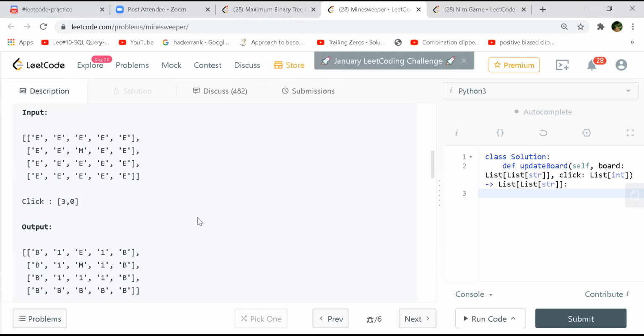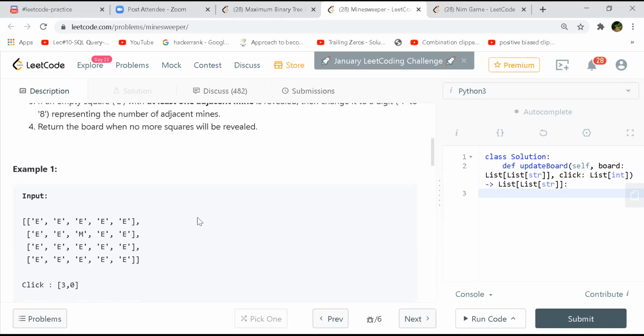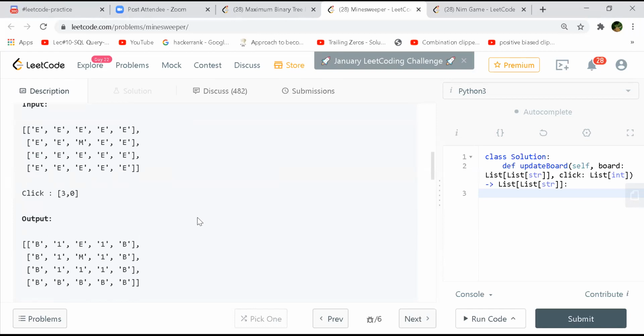Or is it the diagonals also? Because if you look at the 0th row and first column, you have a 1 there, but your mine is on the first row and second column, correct? So I think you have to look at the diagonals also, right? Yeah, all the four diagonals. It says that, yeah. So all the 8 sides you have to look, and if you find any mine, then you put that number in that particular cell.